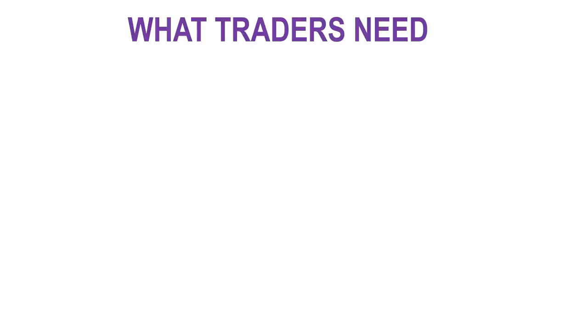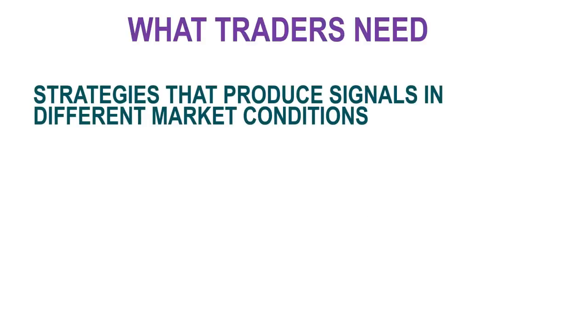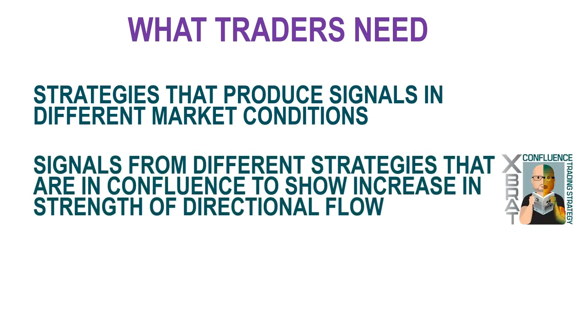So what traders need? They need strategies that produce signals in different market conditions, but then signals from different strategies that are in confluence to show increasing strength of directional flow. So if you've got signals from two different strategies for different market conditions that are both saying go long, then there is an increase in directional flow. There's more impetus to a certain direction.